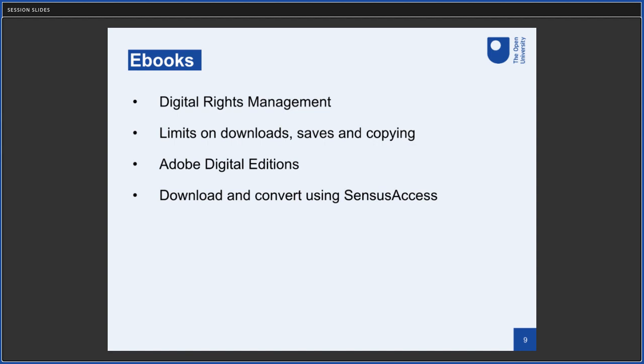For books available for download for a set period of time, you need to download software to read them, usually Adobe Digital Editions, which is free. It's more compatible with screen reading software than text-to-speech. You can download books by chapter, where this is possible, and you can convert them to an alternative format using SensusAccess, which I'm going to talk about a little later on.